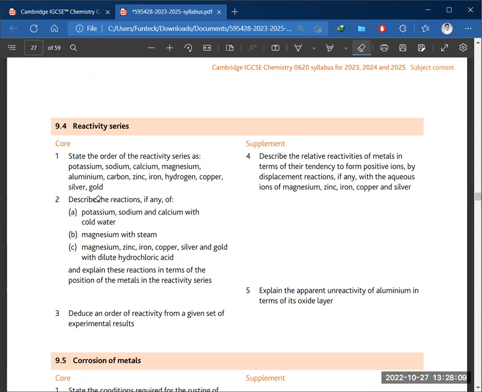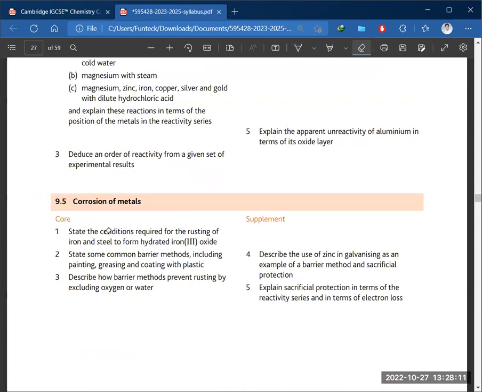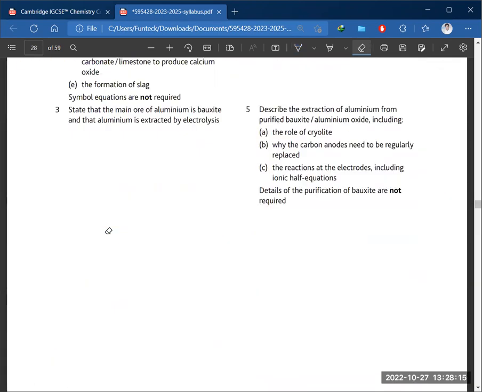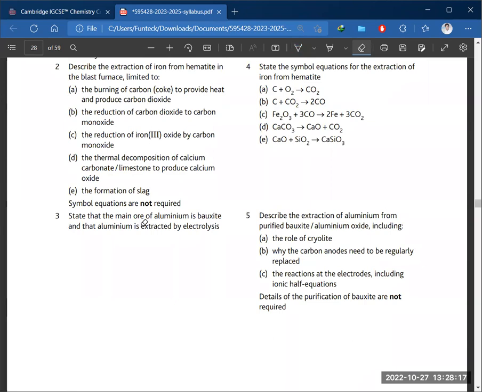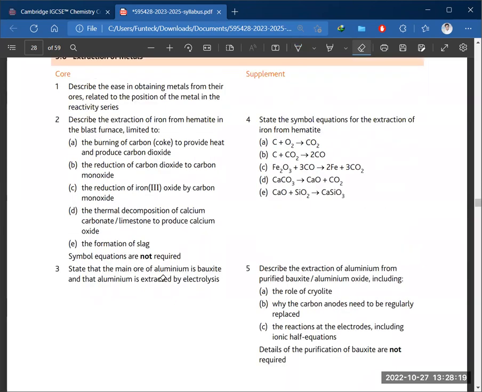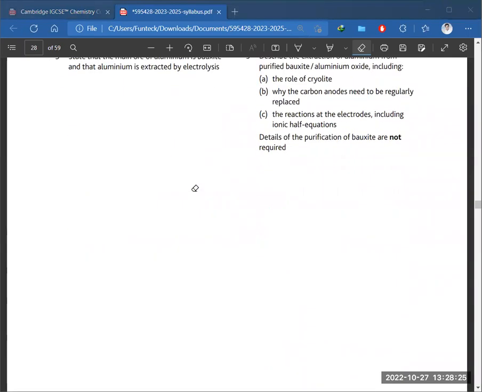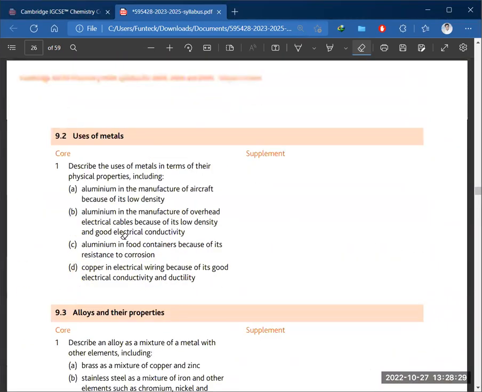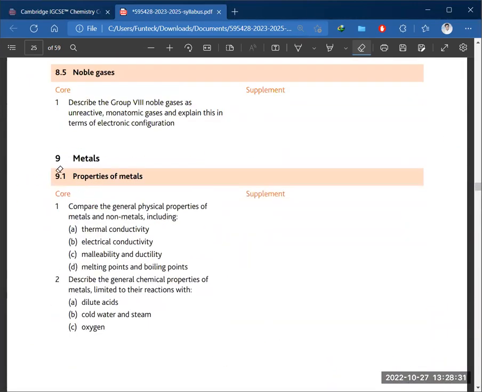We look at that. We look at corrosion of metals. We look at extraction of metals, and that's done. In extraction, we have iron and aluminium, and that's it. We'll also look at zinc, but I don't think that's in this chapter. We'll start from the beginning. Metals.